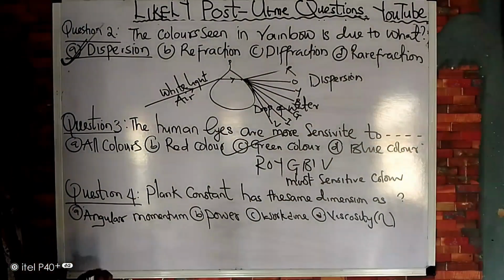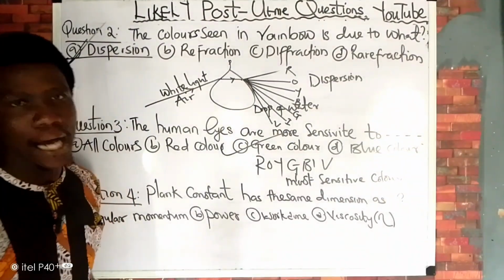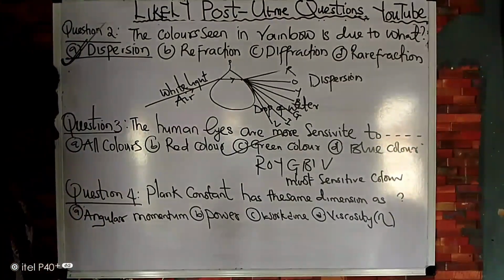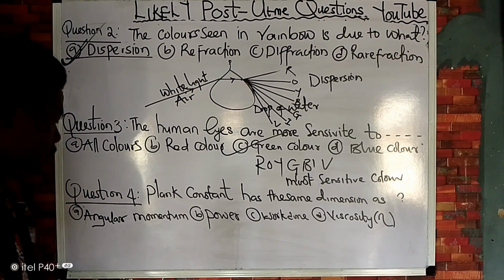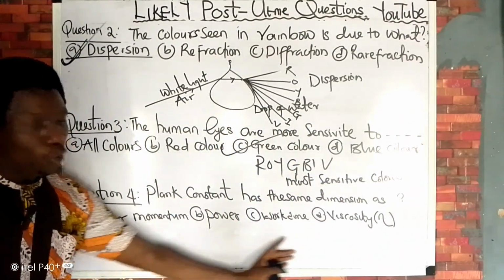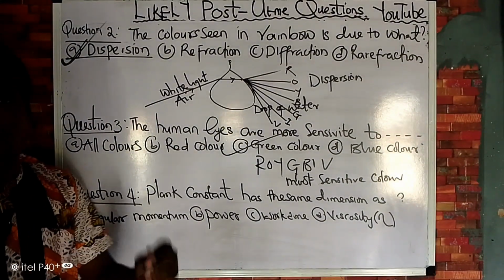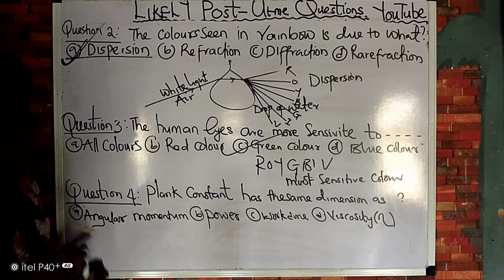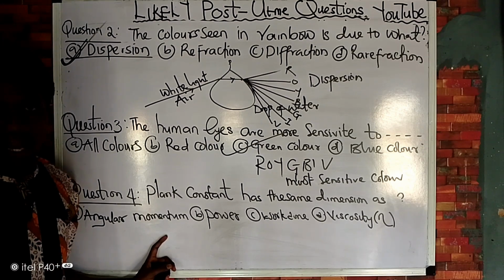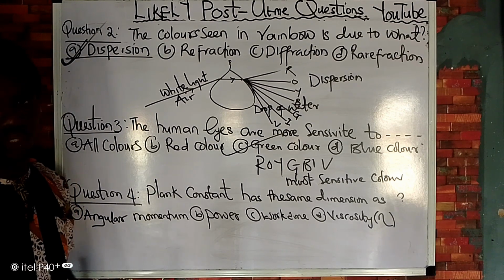Now, the fourth question says, Planck constant has the same dimension as what? Now, how do we know the dimension for Planck constant so that we can compare with the dimensions of these other options? All we have to do is simple. Let's get the dimension for Planck constant and try to get the dimension for angular momentum to see if they are the same. Let's do that quickly.